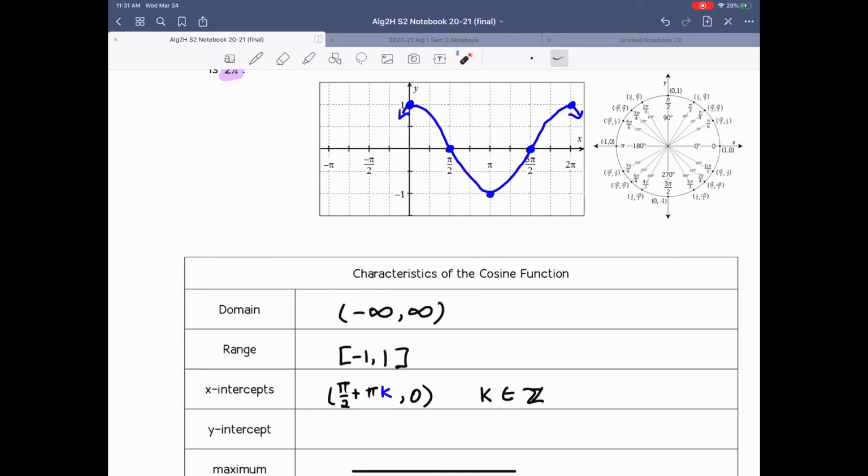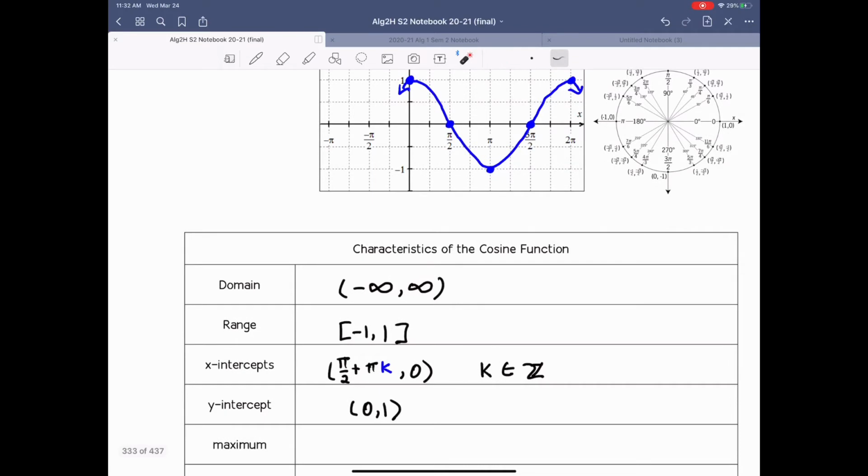The y-intercept, super easy. There's only one y-axis, and this graph crosses that y-axis at (0, 1). So the y-intercept is very simply (0, 1). Moving down to the maximum. So the maximum is the same. We have an upper bound of 1. So my maximum is going to be 1.